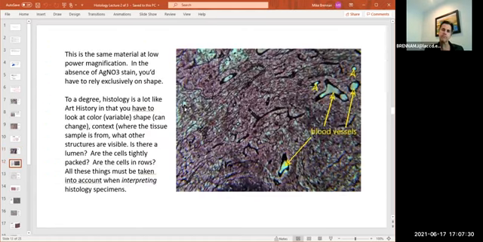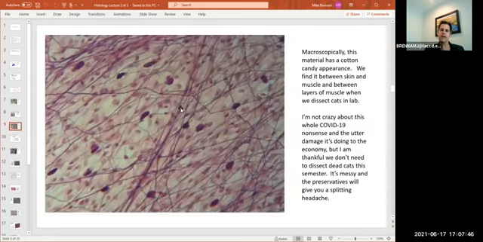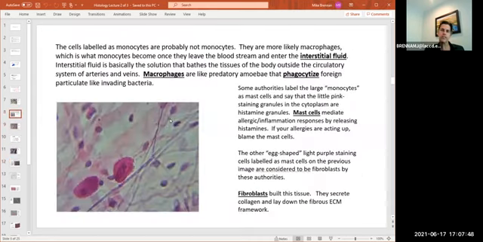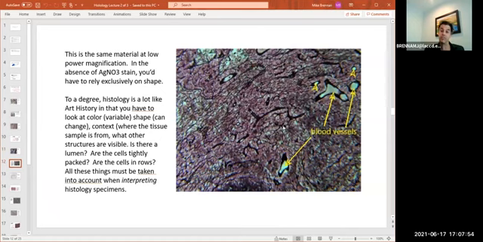This is one image. Here's another image. This is just chock full of WBCs. So ordinary connective tissue is not going to be chock full of cells. The cells are few and far between, like with loose connective tissue. But again, these are all white blood cells. This is where they're birthed. This is where they're made.